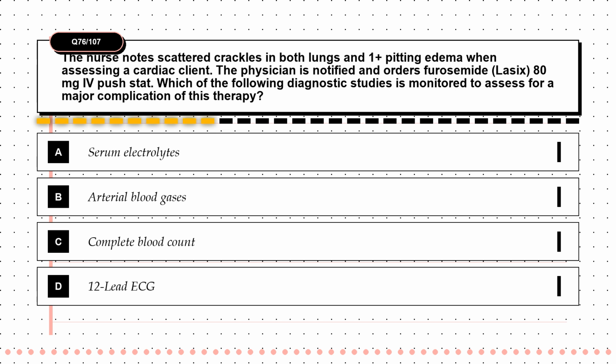Here are the options. Option A. Serum electrolytes. Option B. Arterial blood gases. Option C. Complete blood count. Option D. 12-lead ECG.